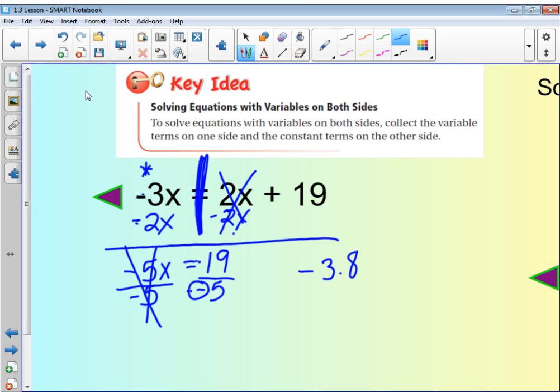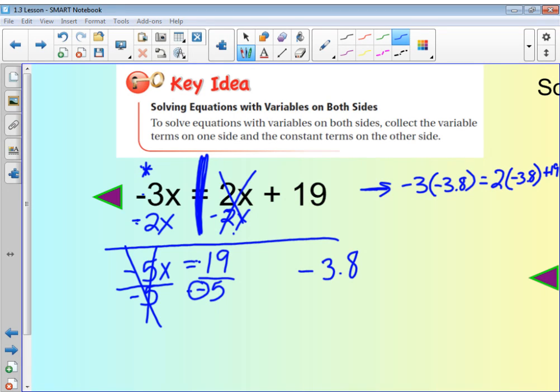And I know there's not too many of you that prefer to do that. But if I want to check it, I'm going to rewrite this. So I have negative 3 times negative 3.8, what I just got for x, equals 2 times negative 3.8, and then plus 19. So now I could use my calculator to go through and check it. Okay, and this is just my arrow. I looked at that at first and thought it was a number.